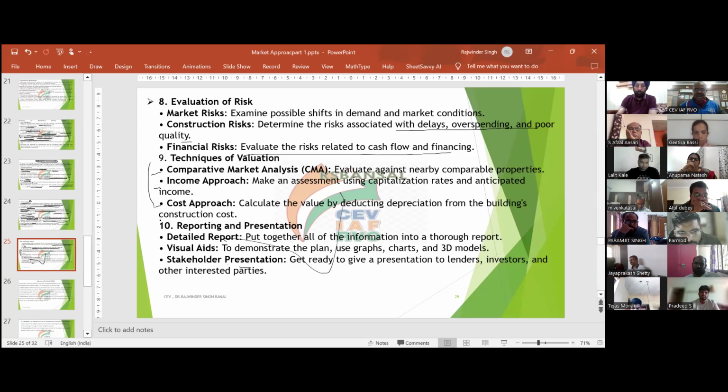And in the end, how you represent your detailed calculation and everything. You can provide a detailed written report. You can do it with visual aids. In today's scenario, this is very important. And stakeholder presentation: get ready to give a presentation to the lenders, investors, and other interested parties.